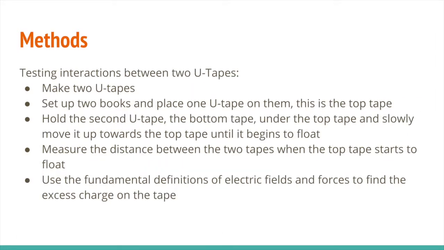In order to test the interaction between two U-tapes, first make two U-tapes following the previous procedure. Set up two books and place one U-tape on them. This will be the top tape. Hold a second U-tape, the bottom tape, under the top tape and slowly move it up towards the top tape until it begins to float. Measure the distance between the two tapes when the top tape starts to float. Use the fundamental definitions of electric fields and forces to find the excess charge on the tape.